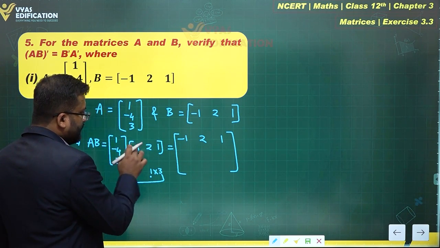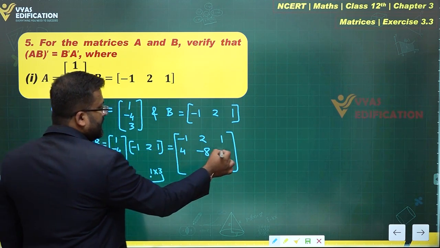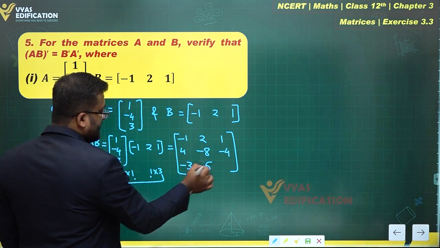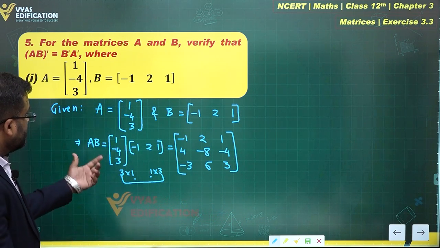Second row, for second row, minus 4 gets multiplied with minus 1, we get 4. Minus 4 times 2, which is minus 8, minus 4 times 1, which is minus 4. Next, 3 times minus 1, which is minus 3, 3 times 2, which is 6, and 3 times 1, which is 3. This is what I have, right? So this is the product AB.